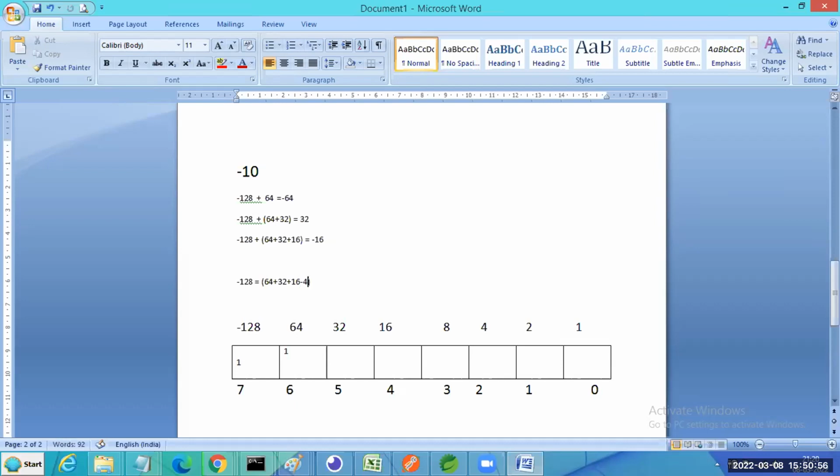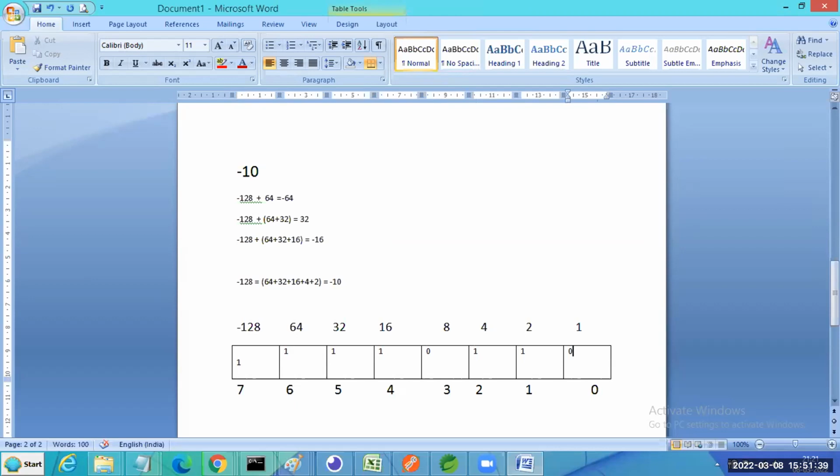Minus 4, sorry, plus 4 plus 2 is how much? Minus 10. So if you want to store minus 10 in memory, what should be the result here? 1, 1, 0, 1, 1, 0, 1, 1, 1 and 1 here. Correct? This will be the memory for minus 10.